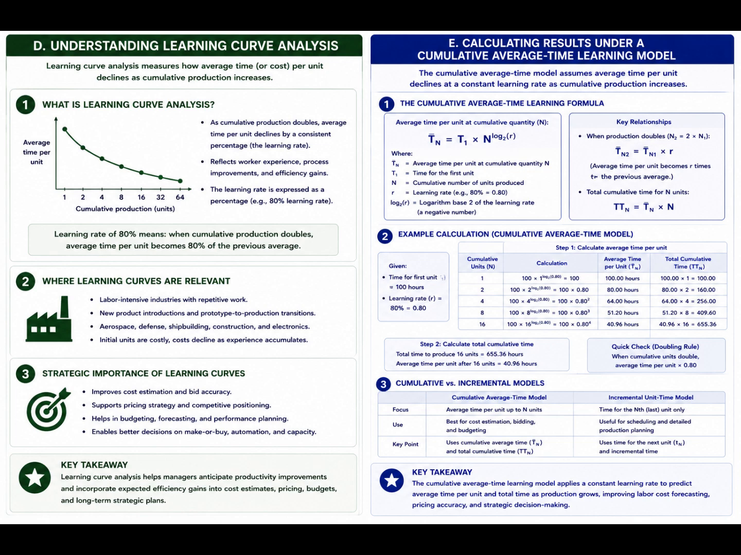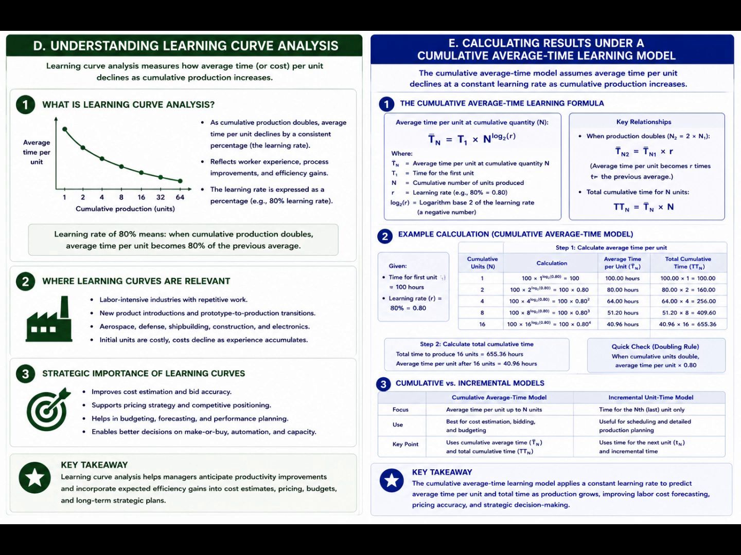E. Calculate results under a cumulative average time learning model. The cumulative average time model assumes average time per unit declines at a constant rate. When cumulative production doubles, the average time per unit equals the previous average multiplied by the learning rate, e.g., 80%. This approach calculates new average time and total cumulative time.